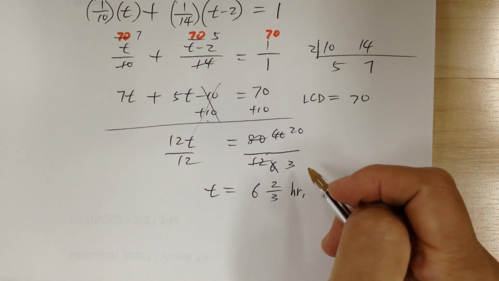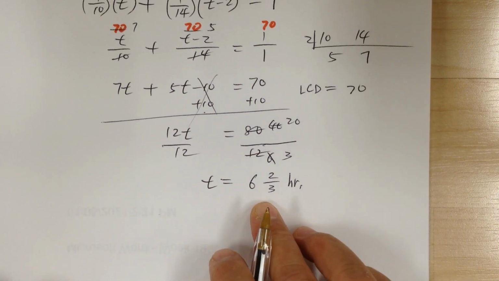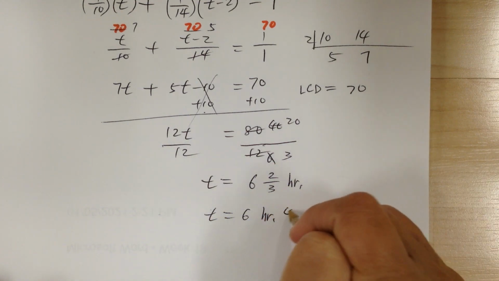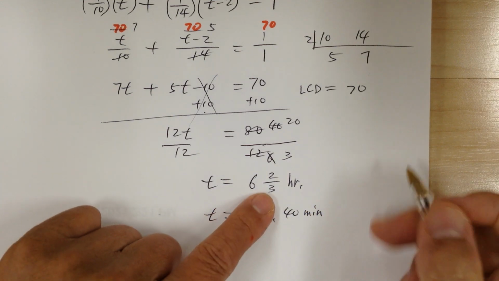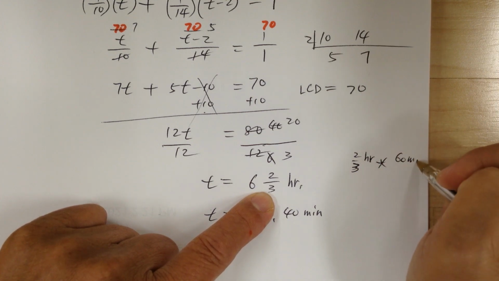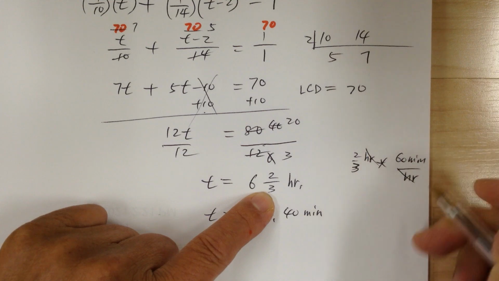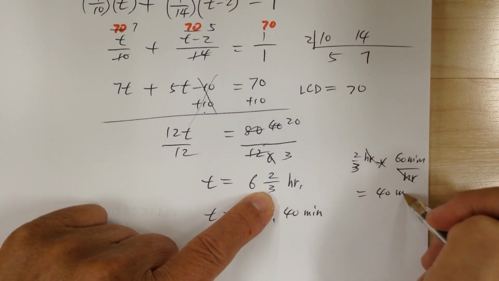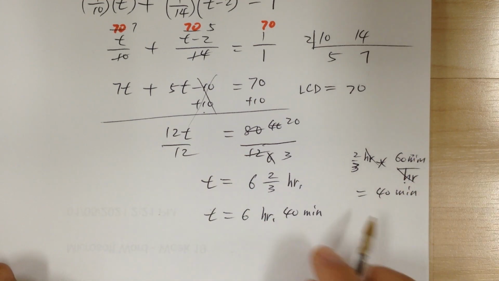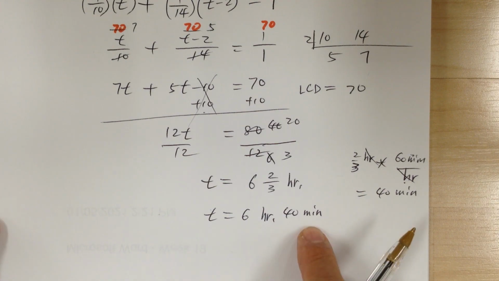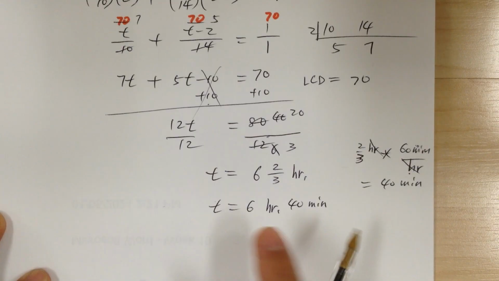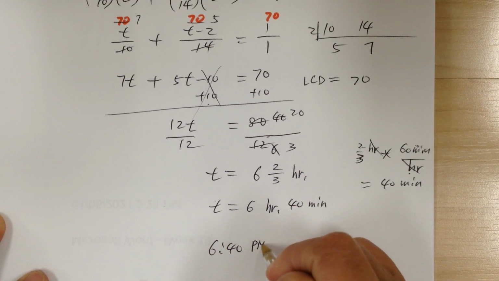Now, they want you to know what time of the day. So 6 and 2/3 hours is equal to 6 hours and 40 minutes. The way to do that is, for 2/3 hour, you times it by 60 minutes per hour. So the hour will cancel out, and you simplify, that's how you get 40 minutes, because 60 minutes equals 1 hour. That's how you convert. So t equals 6 hours and 40 minutes. And if this crane started at noon, it's going to finish at 6:40 p.m.